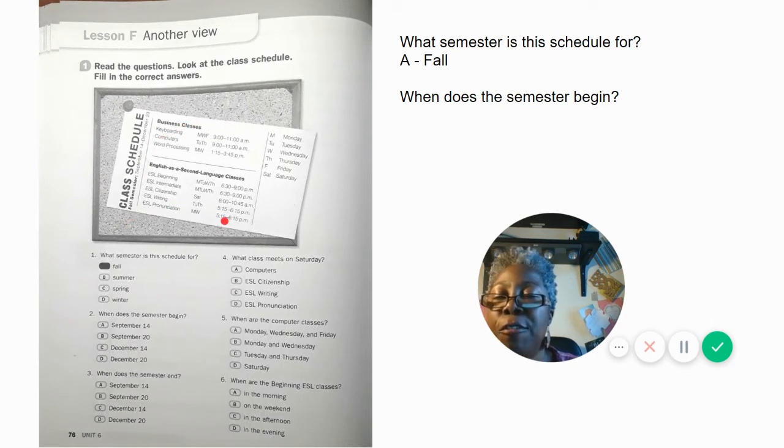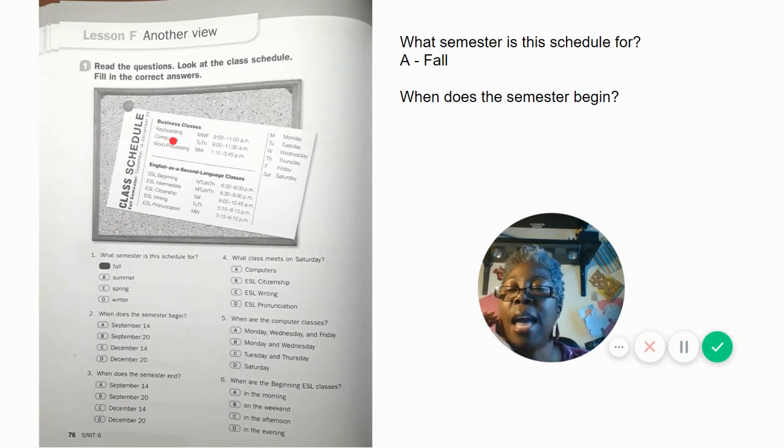And it gives us quite a bit of information. We've already talked about abbreviating days of the week: Monday, Tuesday, Wednesday, Thursday, Friday, Saturday. And so we're going to look at this class schedule, and it's the class schedule for the fall semester. And we can see here it's September 14th to December 20th. And you have 2 different sets of classes. You have business classes, and you have English as a second language classes, which you guys love, right? English as a second language.